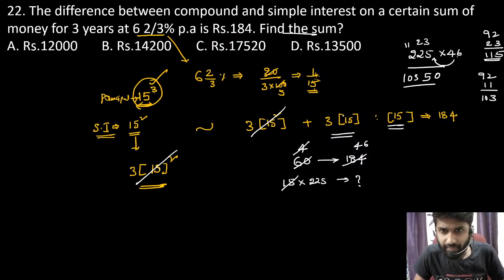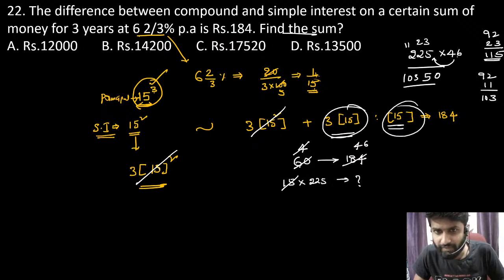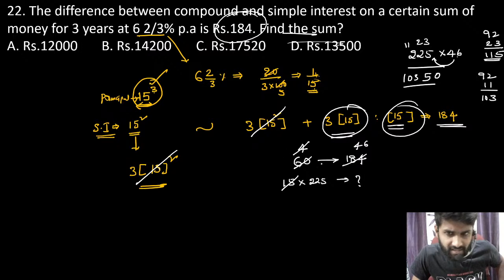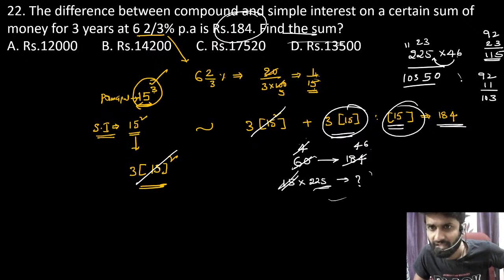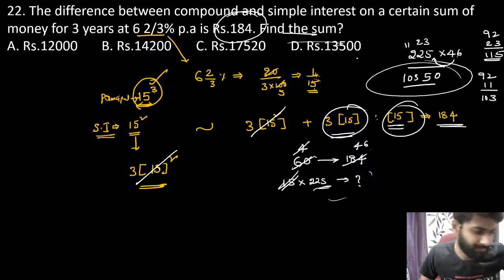Ready to know. 5 fives are 45. 45 plus 15 is equal to 60. Equal to 184. They become 184. Find the principal: 15 cubed, 15 squared is equal to 225. Okay, no problem. So 10,350 is the correct answer.